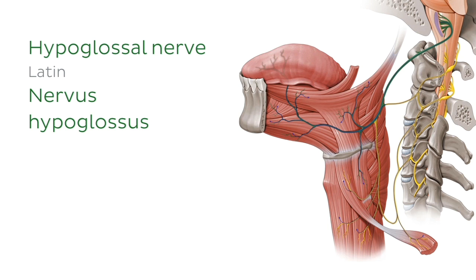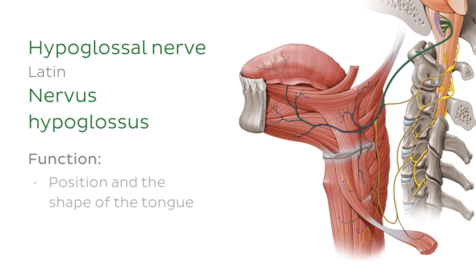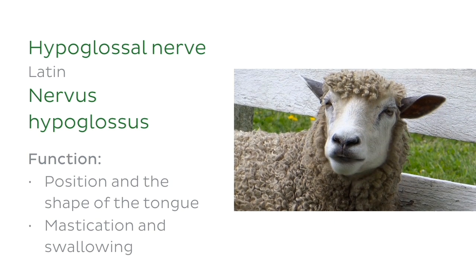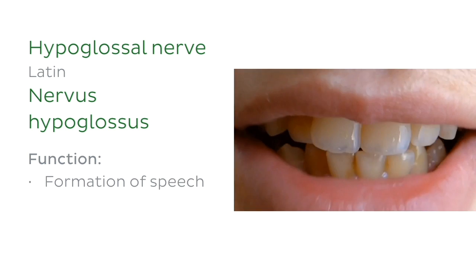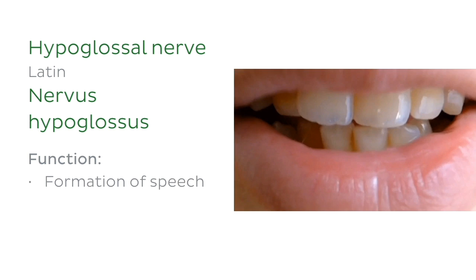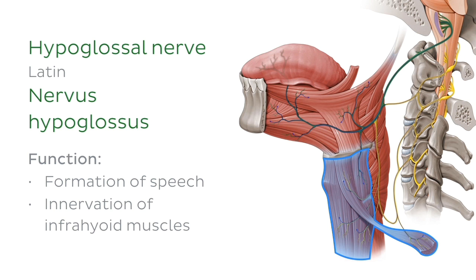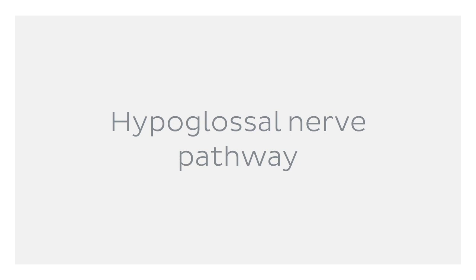As I mentioned at the beginning of this tutorial, the main function of the hypoglossal nerve is innervation of muscles, which work to change the position and the shape of the tongue. It's therefore involved in the process of mastication and swallowing and the formation of speech or phonation. It's also involved in the innervation of infrahyoid muscles, also known as strap muscles, and these are also involved in speech and swallowing. But let's start with a brief overview of the pathway of the hypoglossal nerve.